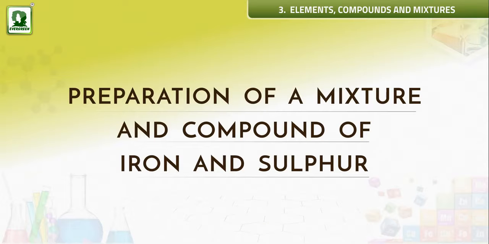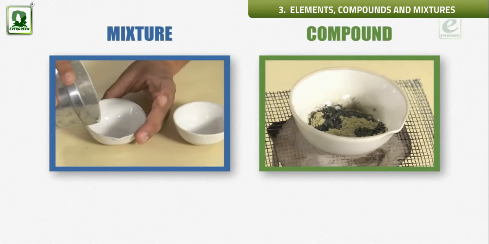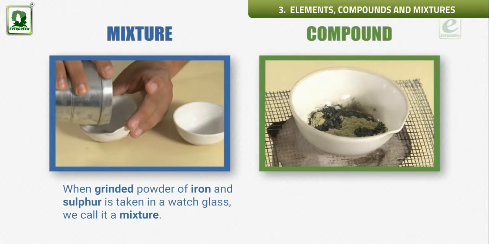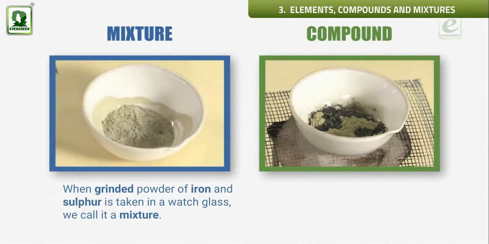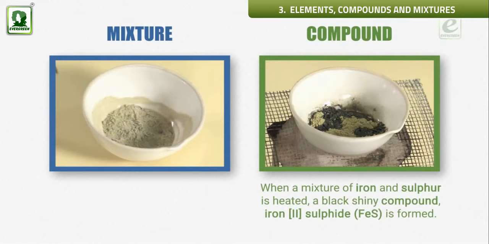Preparation of a mixture and compound of iron and sulfur. Mixture. When ground powder of iron and sulfur is taken in a watch glass, we call it a mixture. Compound. When a mixture of iron and sulfur is heated, a black shiny compound, iron(II) sulfide, that is FeS, is formed.